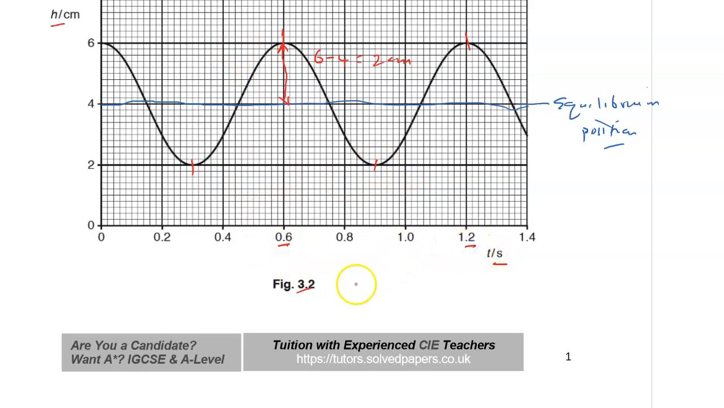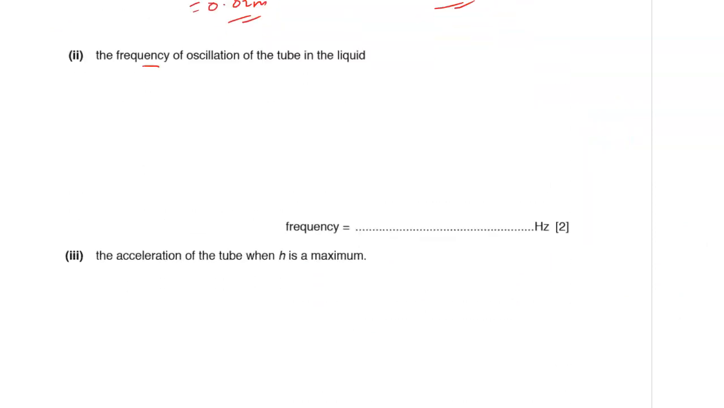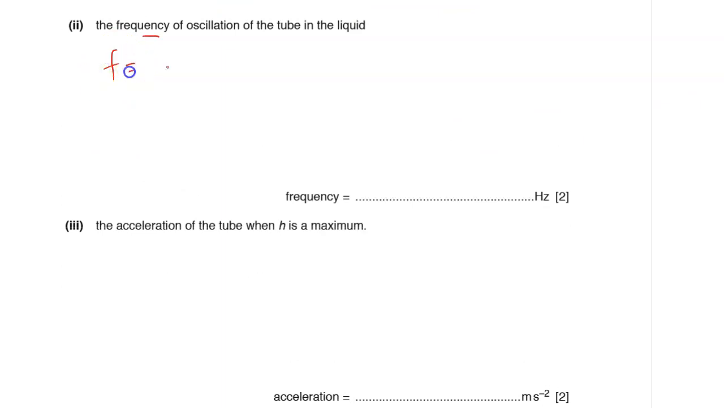So the period T is equal to 1.2 minus 0.6, which is going to be 0.6 seconds. The period is 0.6 seconds right there. Once you know the period, then we know that frequency is equal to 1 over T, and we found T to be 0.6, so this is going to be 1 divided by 0.6 seconds, and this will give you 1.7 hertz.